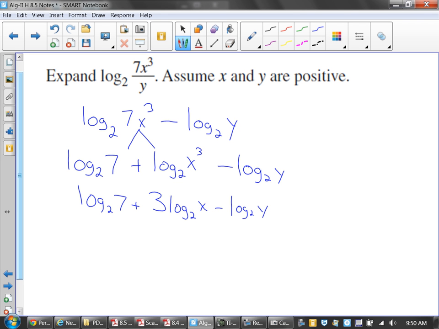Yeah, that's the whole thing. That's it. Okay. How do you know when you're done? When you can't do anything else. Going backwards is easy.